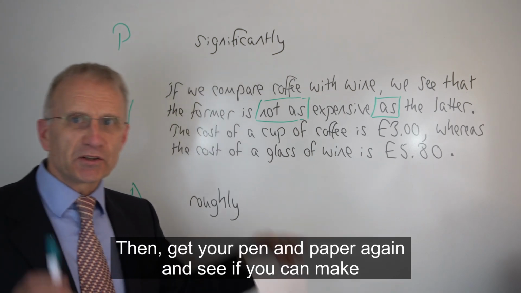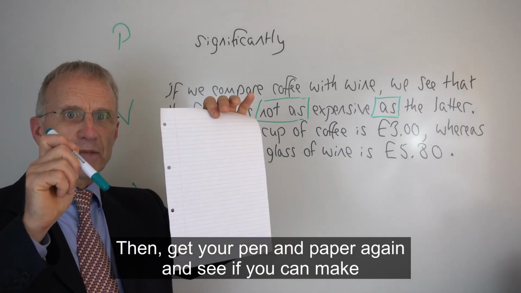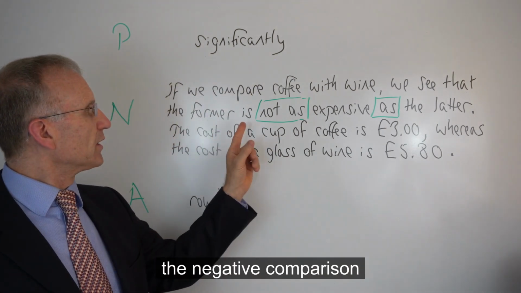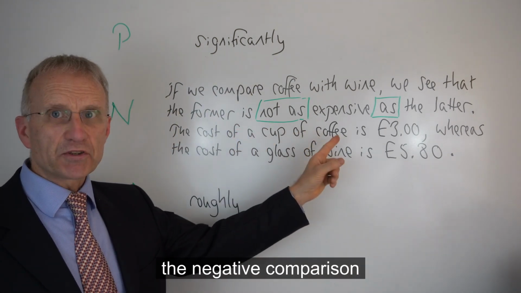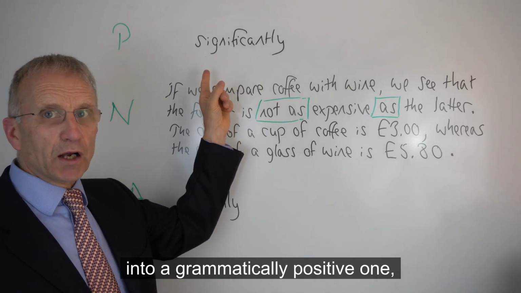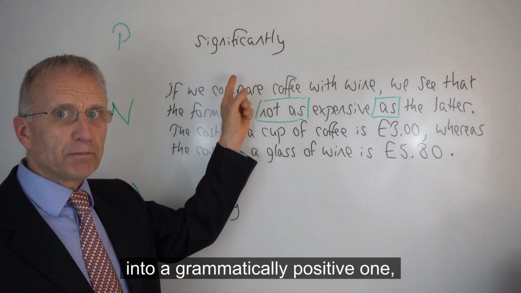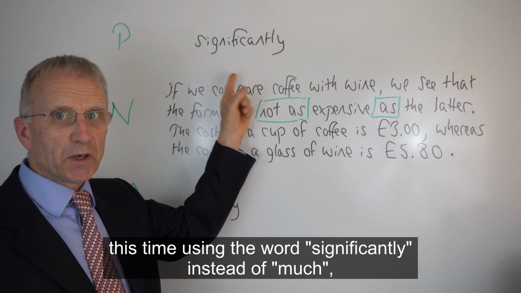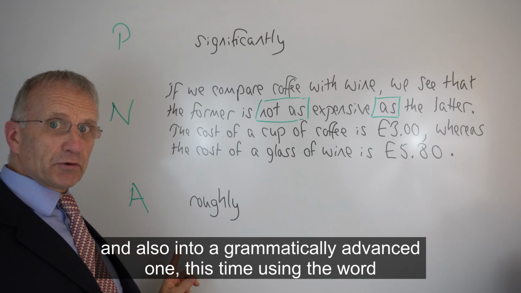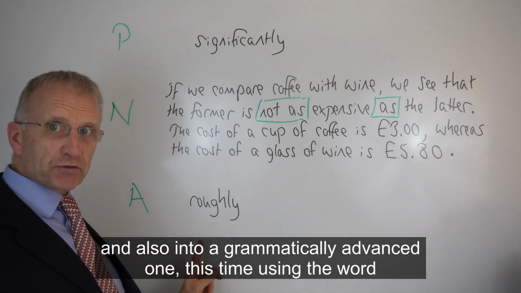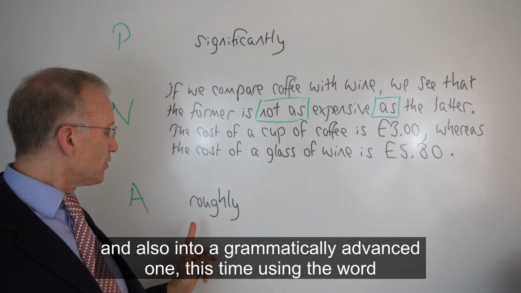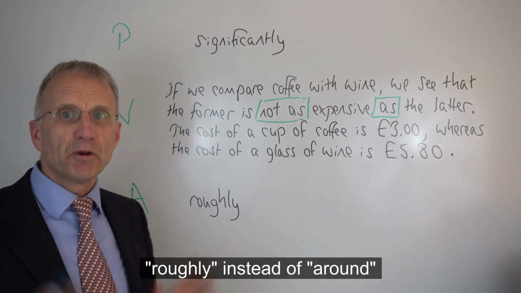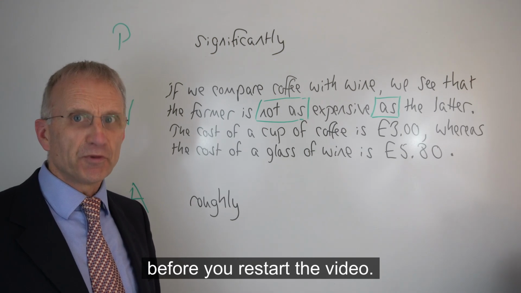Then get your pen and paper again and see if you can make the negative comparison into a grammatically positive one, this time using the word significantly instead of much, and also into a grammatically advanced one, this time using the word roughly instead of around, before you restart the video.